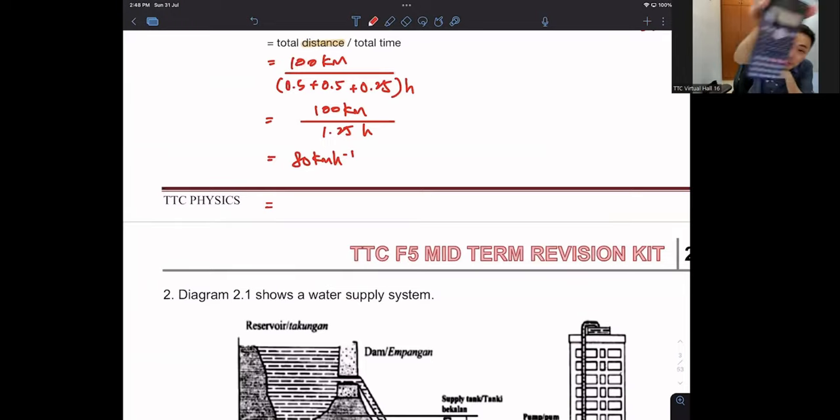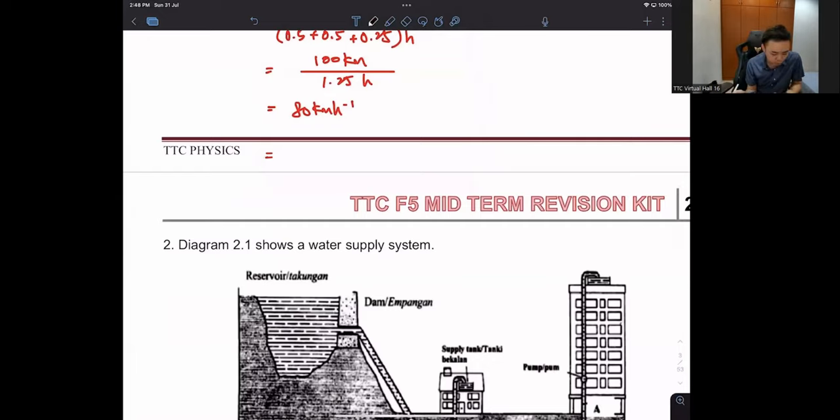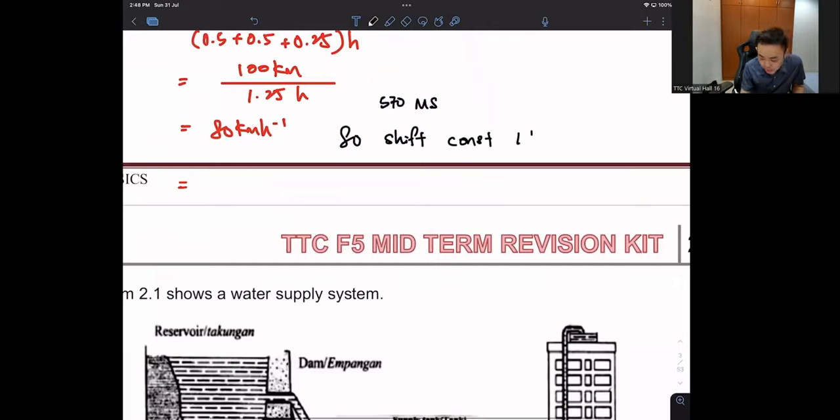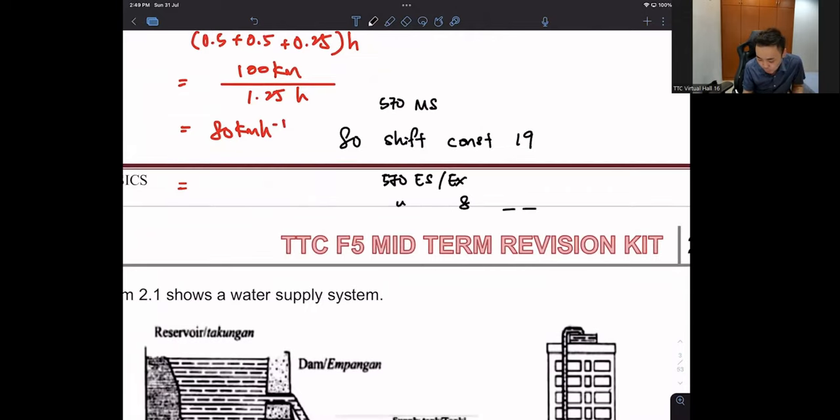If you're using the old model, your convert will be shift constant. If you're using the higher version, the silver color one, 570 EX or ES, you put shift 7 or shift 8 on top. To convert km per hour to meter per second, your code is 19. So for 80 km per hour, you press 80 and then shift. If you are using the 570 MS, it will be shift constant on your upper right and then digit 19. If you do 570 EX or ES, it is shift constant, shift 8, and then also 19.